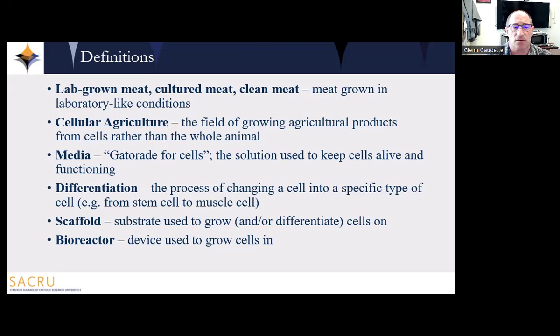Scaffolds are the substrate or the material that's used to grow cells on. And a bioreactor is a device that is used to grow cells in. We'll talk a little bit more about these in the next few slides.